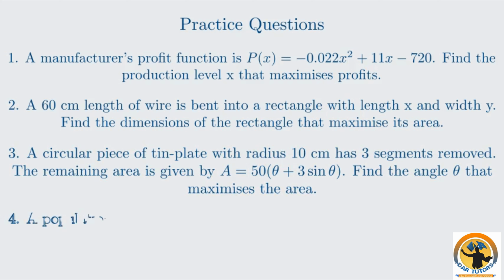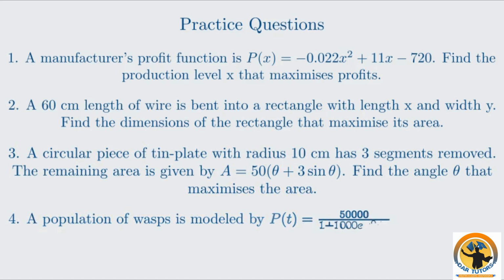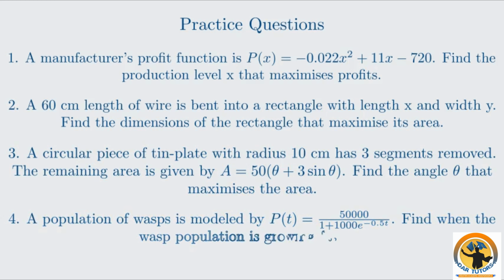Question 4. The population of wasps is modeled by P of t equals 5,000 divided by 1 plus 1,000 e to the negative 0.5 t. Find when the wasp population is growing fastest.